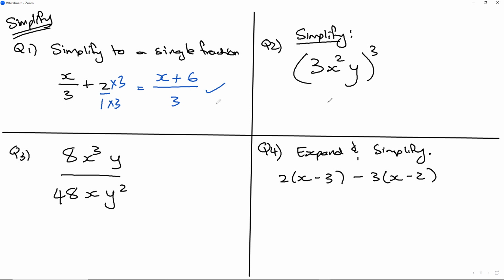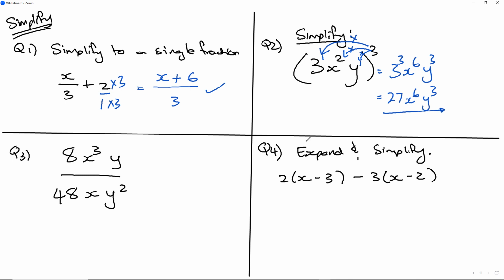All right, question number 2. I've got 3x squared y all to the power of 3. Now, for this one here, I need to distribute the 3 into the bracket and multiply it by every single power inside the bracket. If you have a number, it's to the power of 1. If you have no power, it's to the power of 1. Then I take 3 and multiply it by every single power in the bracket, getting me 3 to the power of 3, x to the power of 6, y to the power of 3. 3 to the power of 3 is 27, x to the power of 6, and then y to the power of 3.